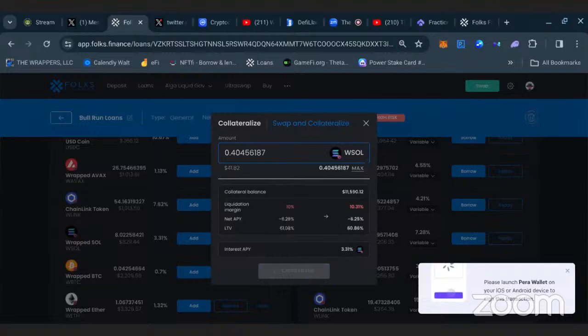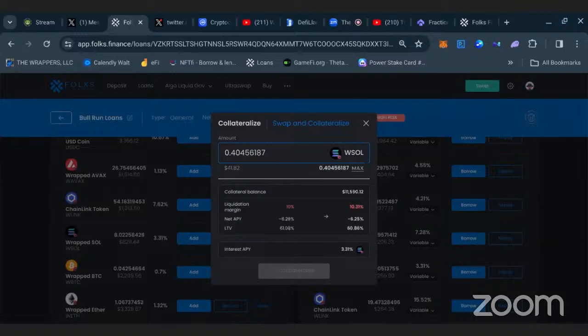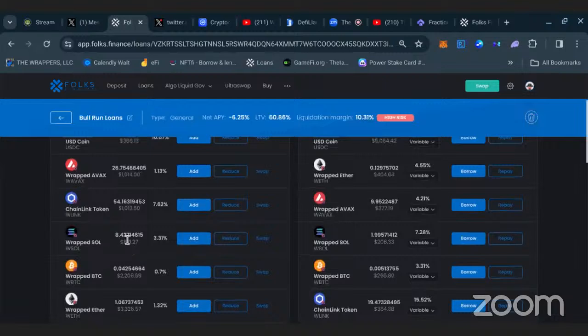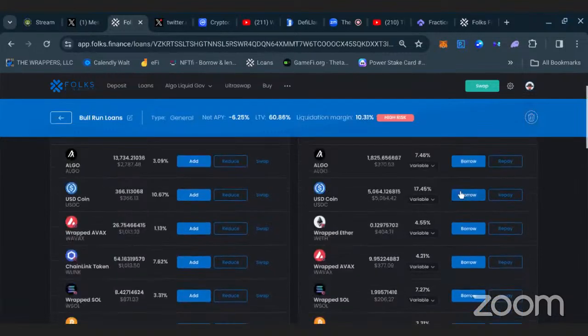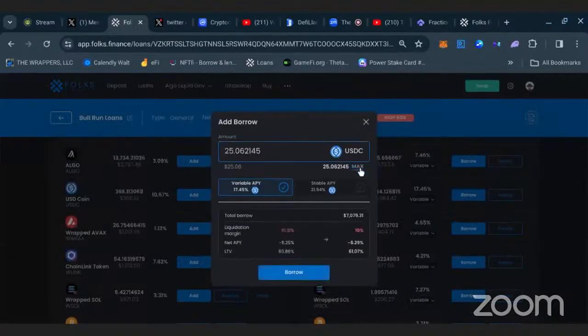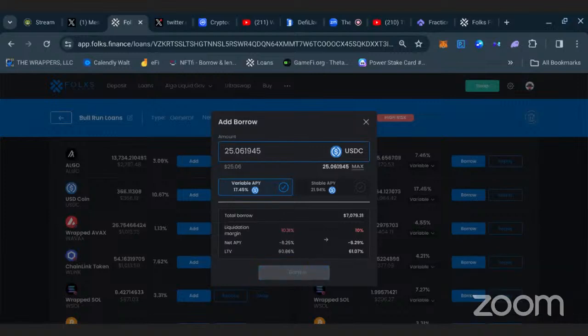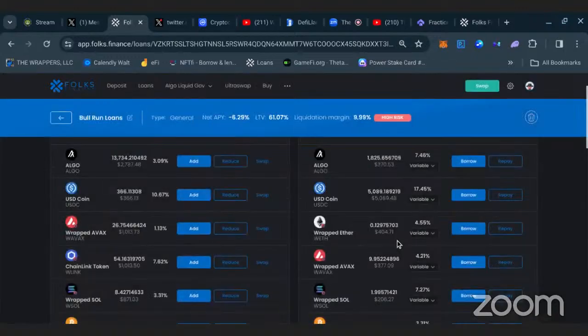But now, as you can see, I borrowed Solana. I borrowed $40 in Solana, and then I took that same $40 in Solana and I added it to my collateral side. So now I have more Solana as collateral growing and compounding, working for me. And then after I did that, the liquidation margin went back up to 10.30, and then I'm going to borrow $25 more, but I'm going to borrow the USD coin just because I can do whichever one I want.